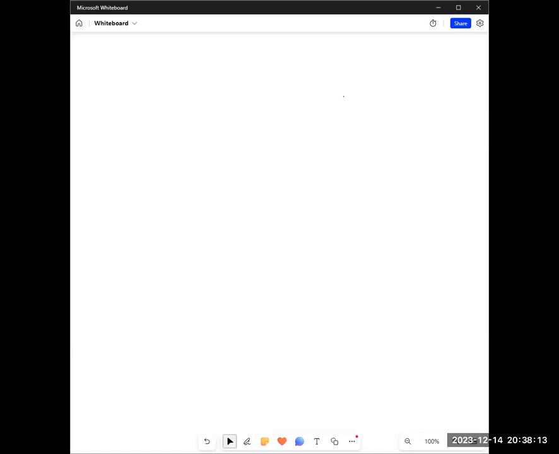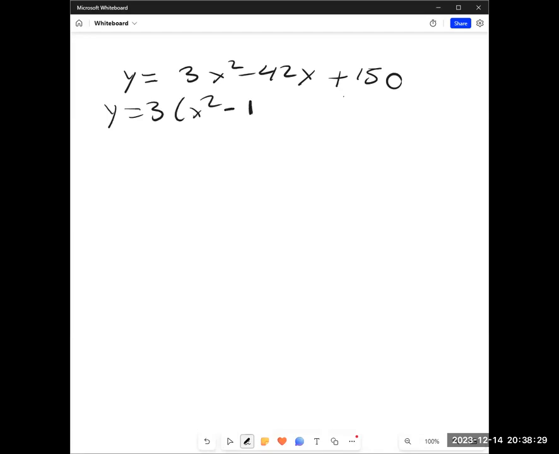We have y equals 3x squared minus 42x plus 150. So y equals 3 times (x squared minus 14x) plus 150. Half of negative 14 is negative 7. Negative 7 squared is positive 49. And I need to subtract 3 times 49.